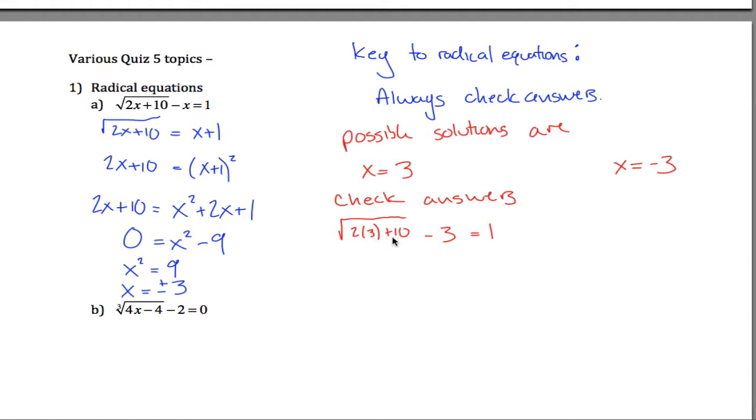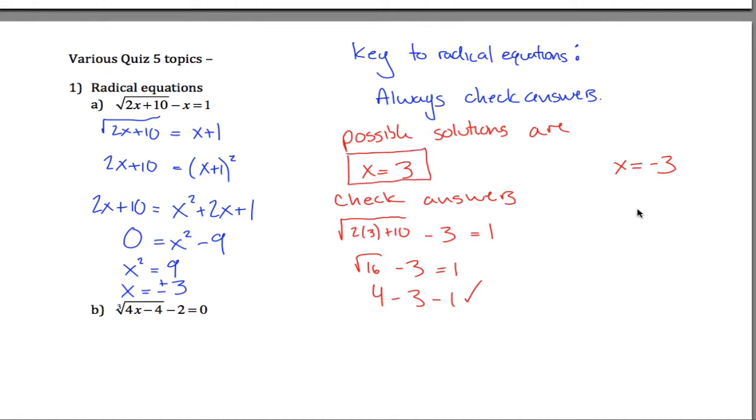See, 2 times 3 is 6. 6 plus 10 is 16. So is the square root of 16 minus 3 equal to 1? Well, the square root of 16 is 4. 4 minus 3 does in fact equal 1. So what I get is x equals 3 is a solution.